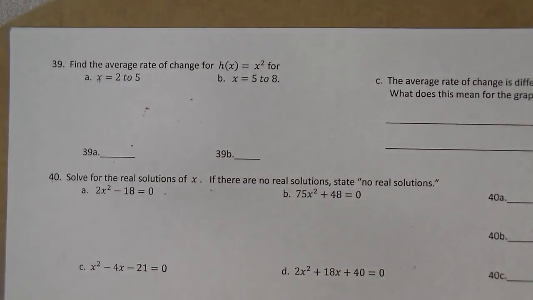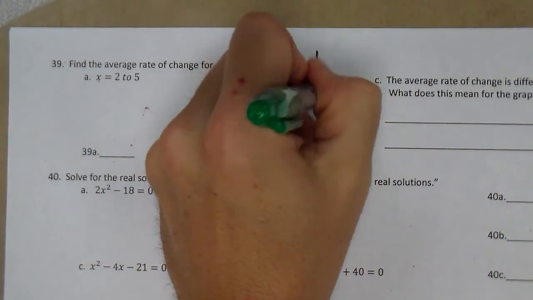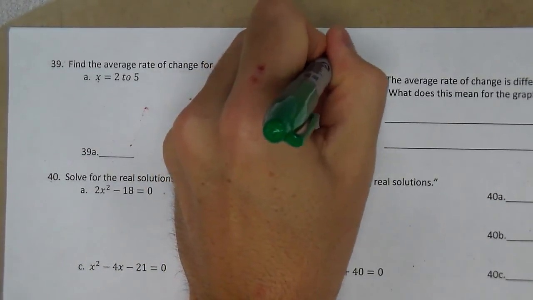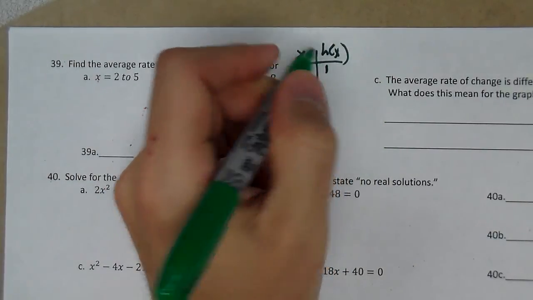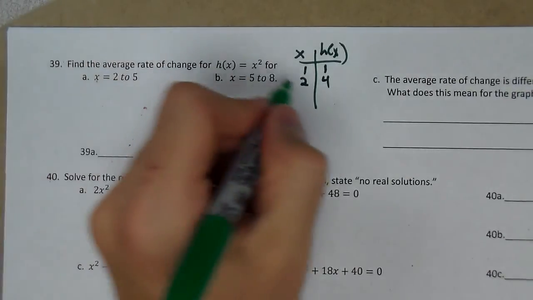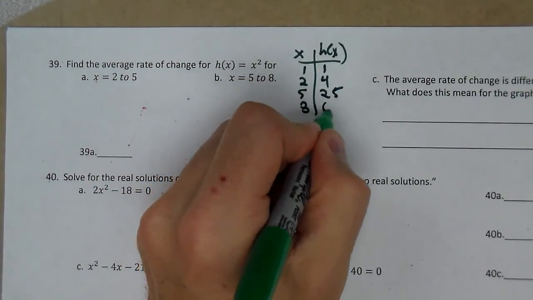Could this be the last page? 39, rate of change, h of x, x squared. Here's what I'm going to do here. I'm going to start with writing x and h of x. My values, if x is 1, I got 1. 2, I got 4. They also want 5, which is 25, and 8, which is 64.